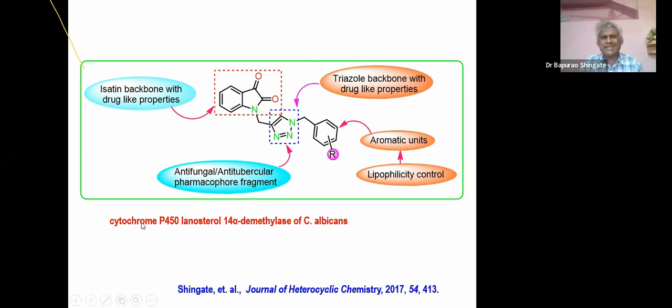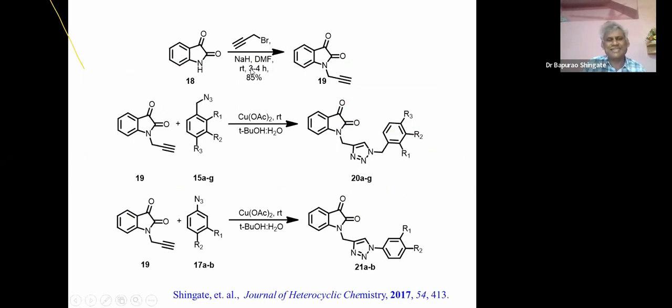And docked against the cytochrome P450, lanosterol 14 alpha demethylase of Candida albicans, and synthesized from the commercially available isatin molecule, where the NH free group is there, which on reaction with a base followed by propargyl bromide gives this particular terminal alkyne. And we have already synthesized the benzyl azides from benzyl bromides via nucleophilic substitution reaction, which on click reaction by using copper acetate leads to the corresponding isatin-based 1,2,3 triazoles. And here you can see this carbonyl group is free. You can expand this carbonyl group. You can introduce different types of functional groups over here.